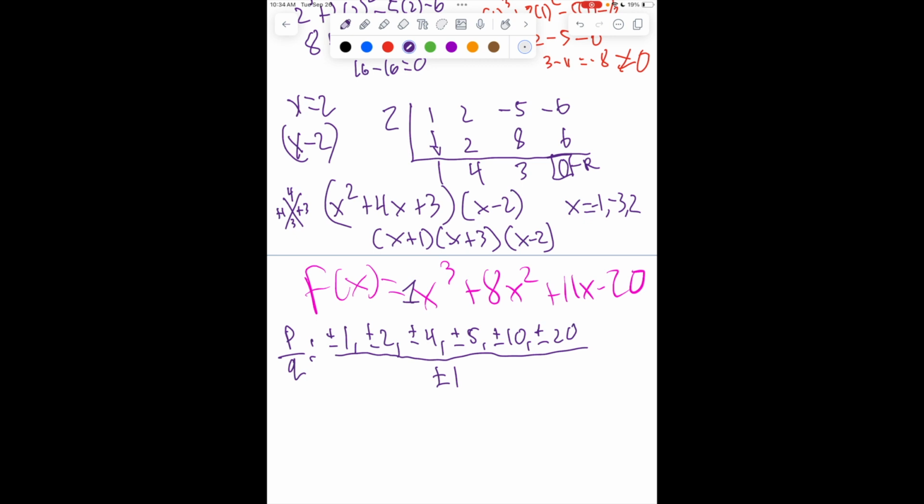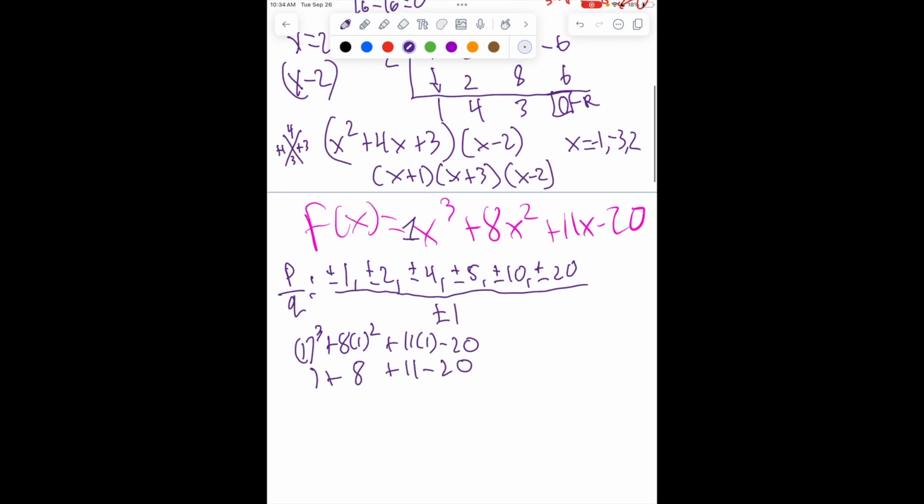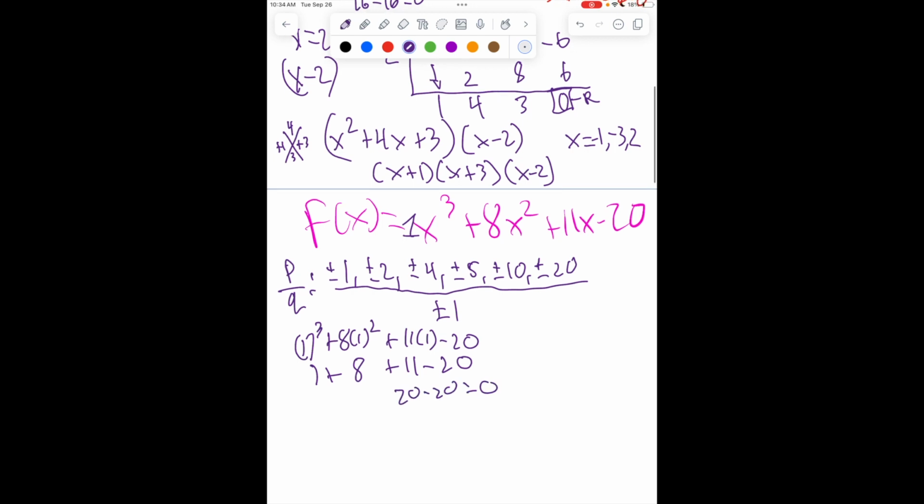So if we try 1, again, I'm going to plug it in. 1 to the third plus 8 times 1 squared plus 11 times 1 minus 20. 1 plus 8 plus 11 minus 20. 9 plus 11 is 20. 20 minus 20 is 0. Woohoo! We are in good shape. So I could say that x equals 1 as a factor would apply.